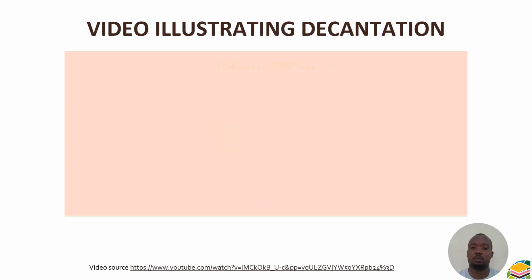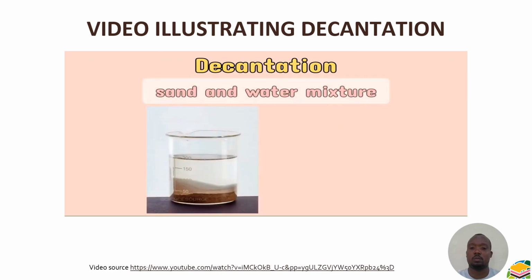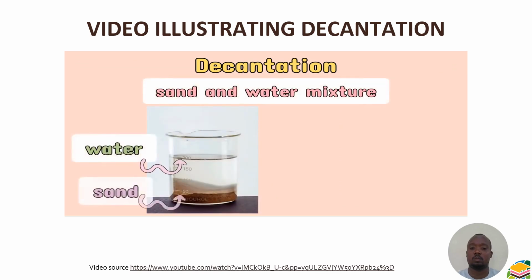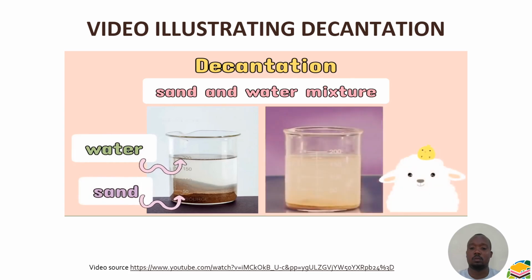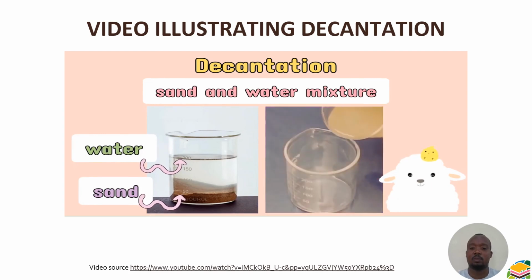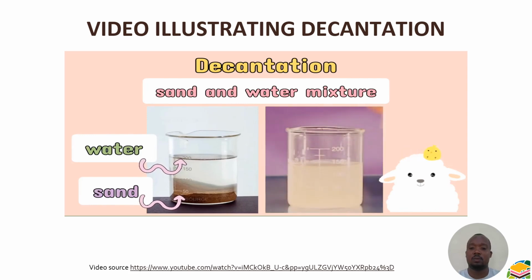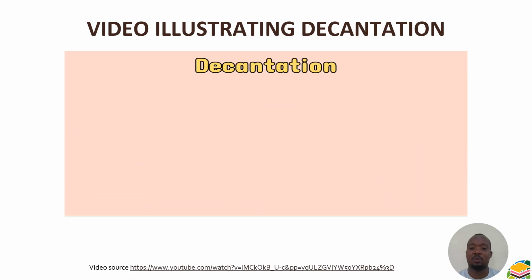Let's take a look at these examples. The sand in a sand and water mixture can be separated from water by letting the sand settle at the bottom of the container, then carefully pouring the water into another container. Now you have your sand.